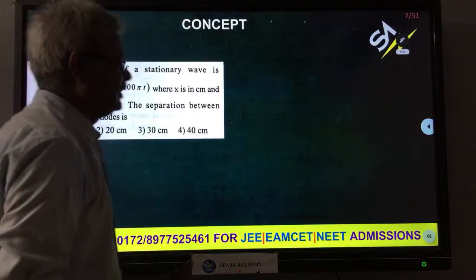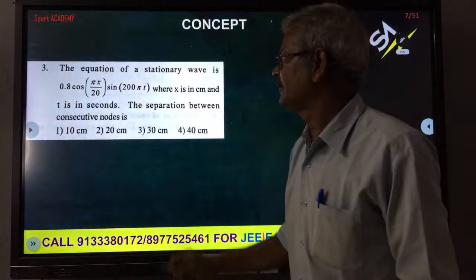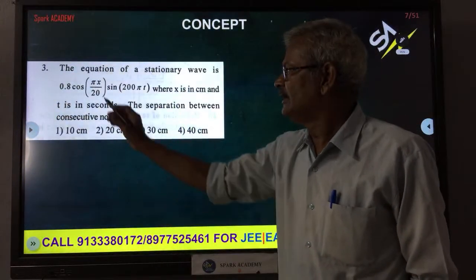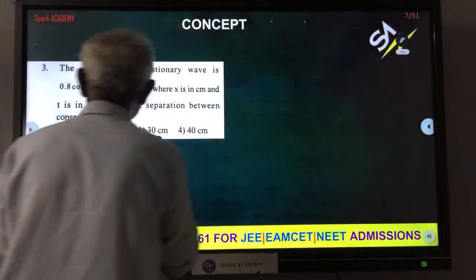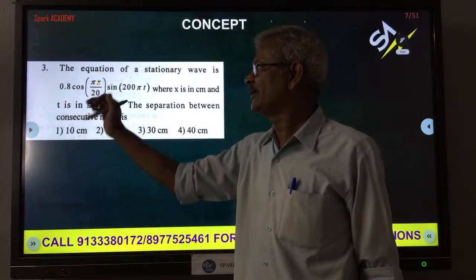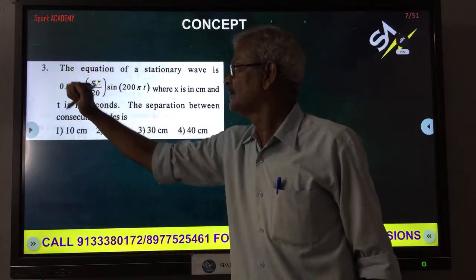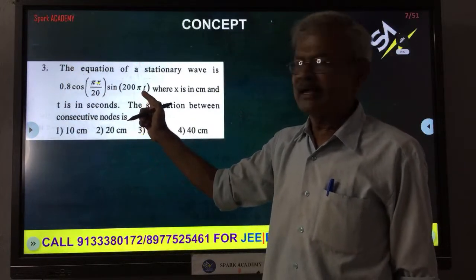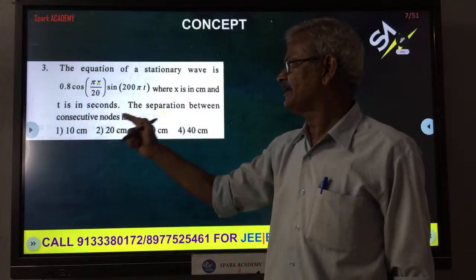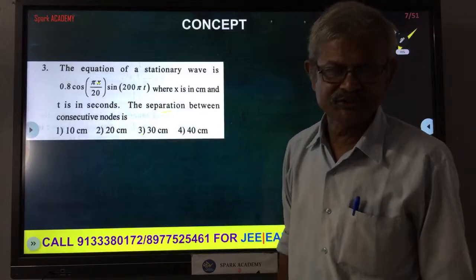Now, we will go to another one where the stationary wave equation is given. This equation is 0.8 cos of pi x by 20 sine of 200 pi t, where x is in centimeters. Find the separation between consecutive nodes.